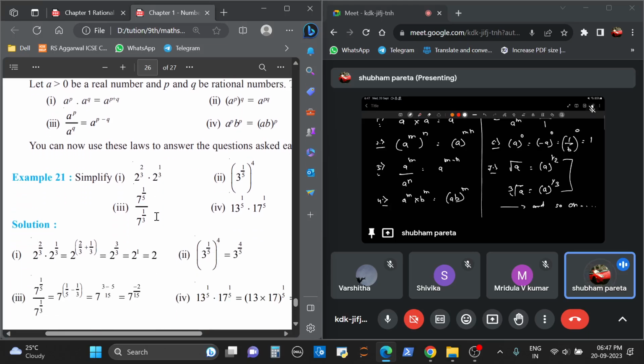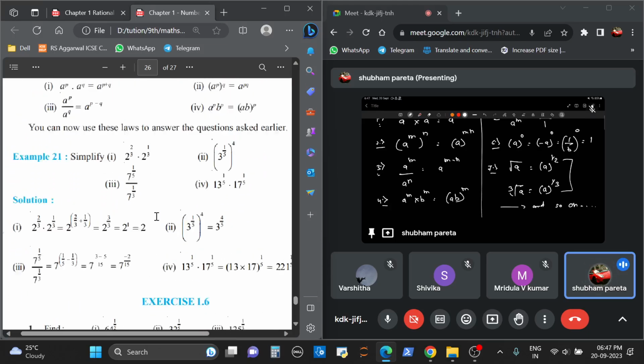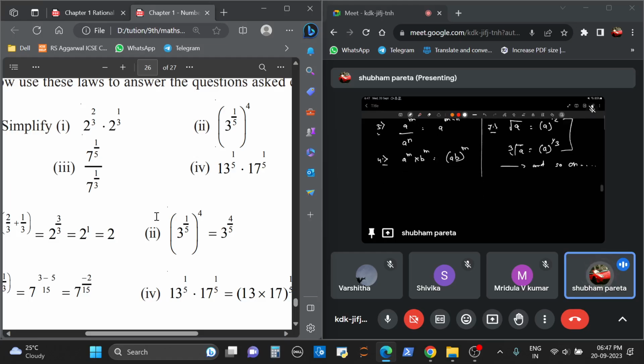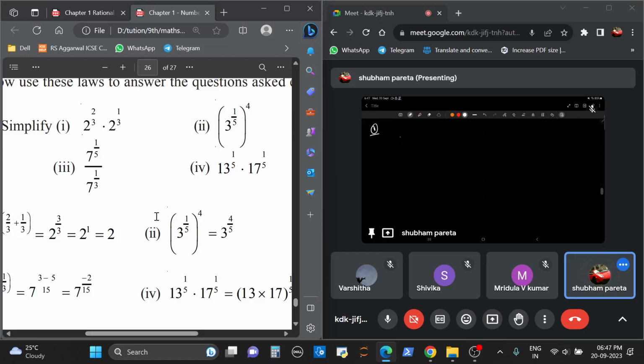Okay, and I'm giving you some dummy questions. Please give me the solution for this. It is 2 to the power 2/3 multiplied by 2 to the power 1/3. What is the answer for the first one? Second one is 3 to the power 1/5 whole to the power 4. What is the answer? Please give me the answer of these two.